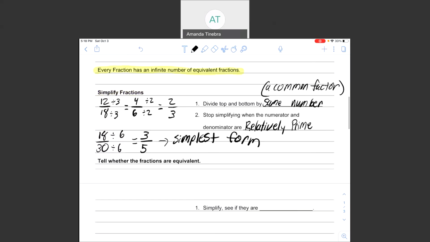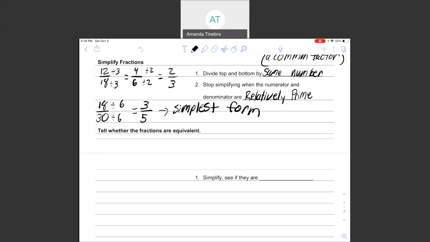The other thing that we can do is we can tell if two fractions are equivalent to each other. So let's say I had the fraction 14/21, and I had the fraction 24/36. If I want to determine if they are equivalent or not, I need to simplify these and see if they are the same when they are simplified.